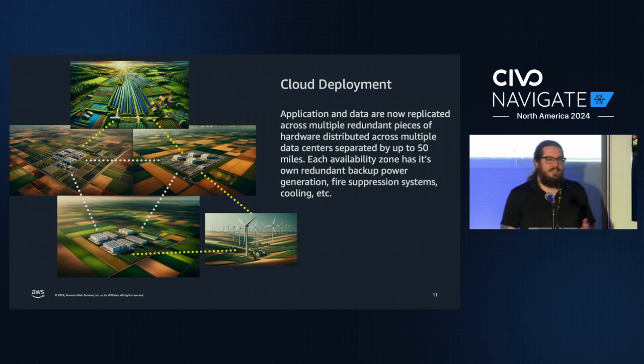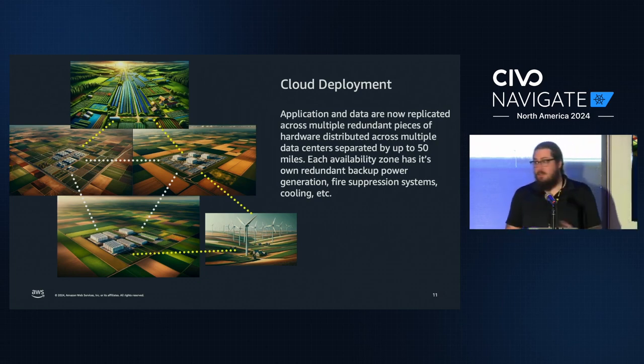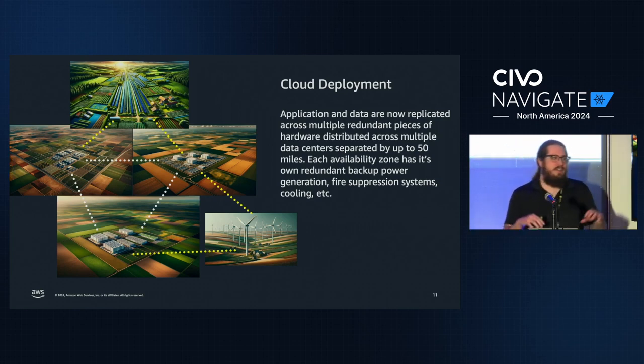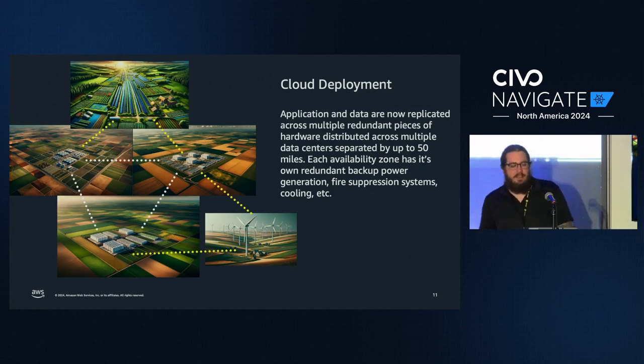So ideally, let's say like a forest fire sweeps through, or God forbid, a nuclear bomb drops in one area and a particular facility is destroyed, you could actually have your data in your application replicated to other facilities, other availability zones within that region, and you can actually survive that chaotic event.